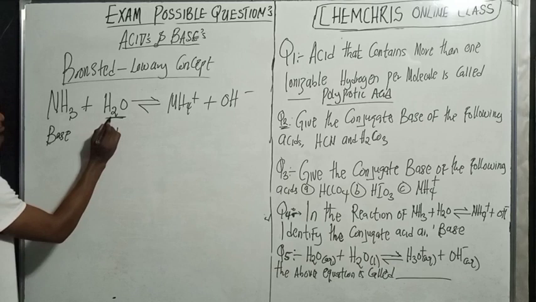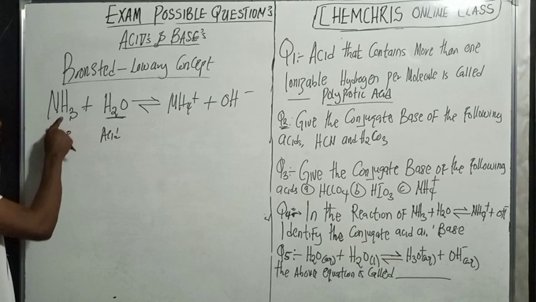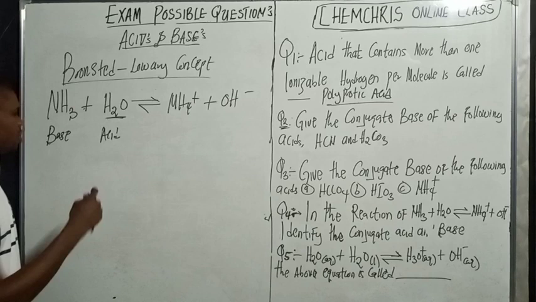Now how many hydrogens do you have here? Here we have two hydrogens. Now when you donate a proton, how many hydrogens are you left with? One. You get it? Now this one here is the base. Now when it accepts a proton, when I add hydrogen, how many hydrogens do you have here?